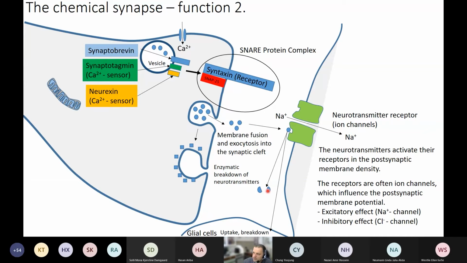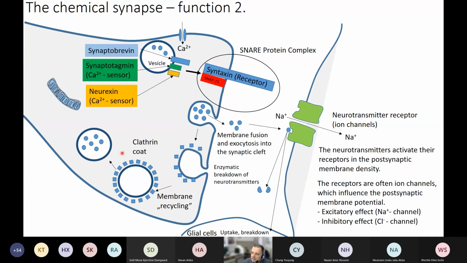And also the cell membrane is then recycled, because this synaptic vesicle is covered by a clathrin coat, and this will then again be internalized into the cell, and then this vesicle will work as a synaptic vesicle again. It is reloaded later with neurotransmitter, and then a new cycle starts up again. So this is very, very simplified and brief how it works. And I'm talking about this already for 8-9 minutes.